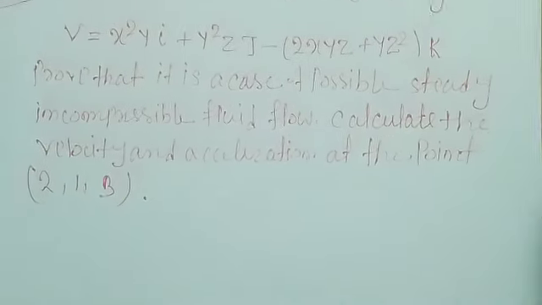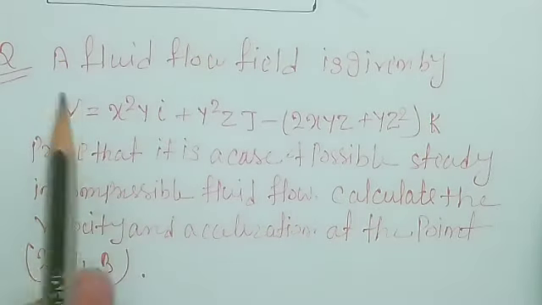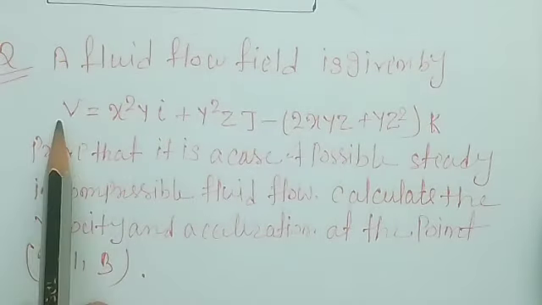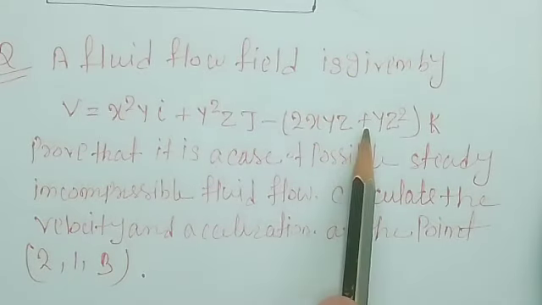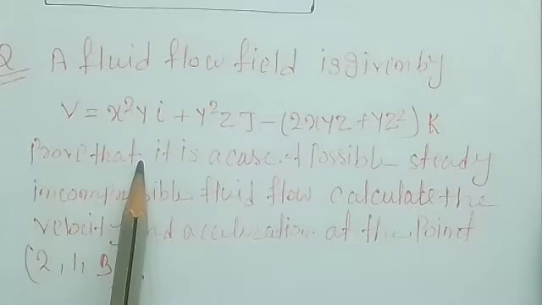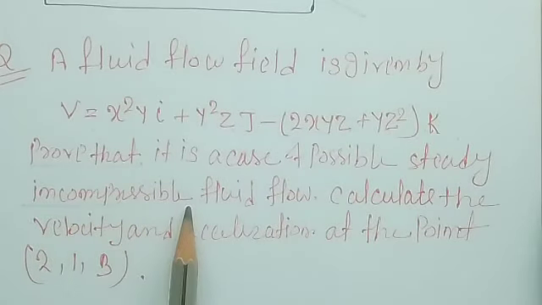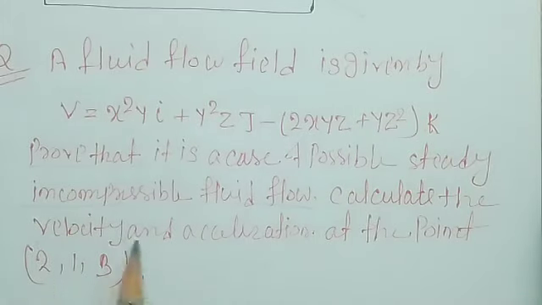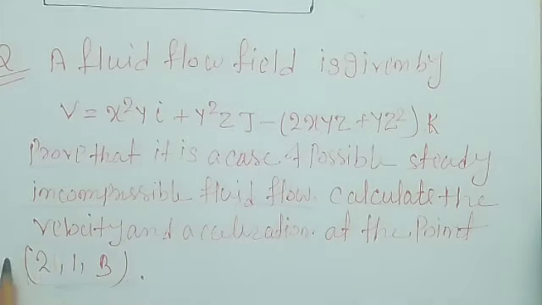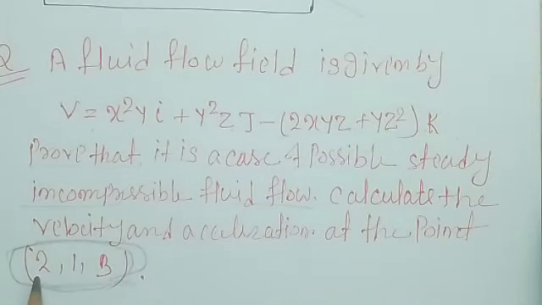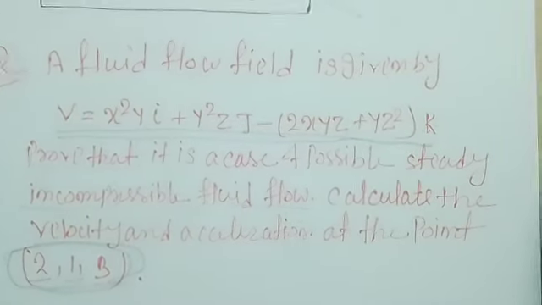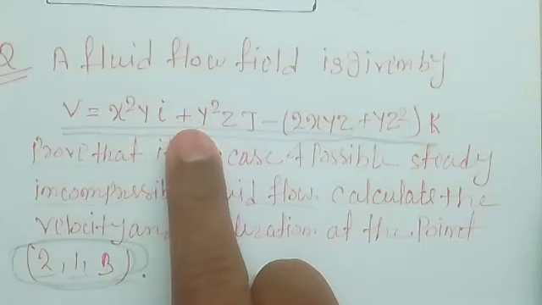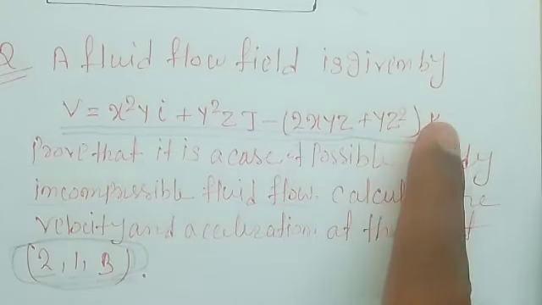So now you have one question on the screen, that a fluid flow field is given by v is equal to x square yi plus y square zj minus (2xyz plus yz square) k. Prove that it is a case of possible steady incompressible fluid flow. Calculate the velocity and acceleration at the point (2, 1, 3). So the coordinates are given, x is equal to 2, y is equal to 1 and z is equal to 3, and the velocity vector equation is given to you, right? That is v is equal to x square yi plus y square zj minus (2xyz plus yz square) k.